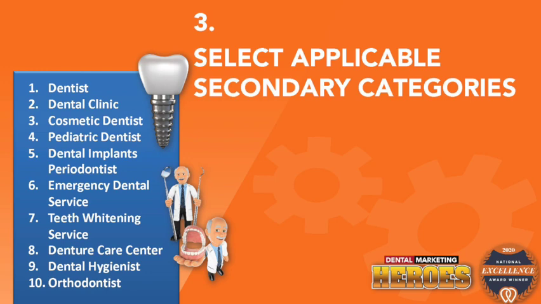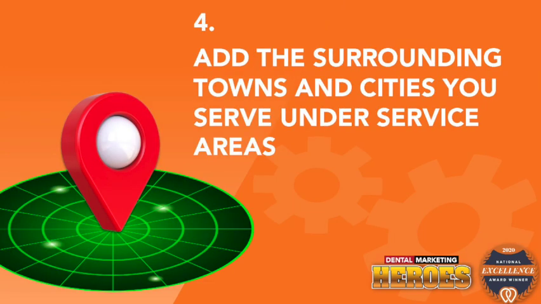Number four, add the surrounding towns and cities you serve under service areas. You will always have the strongest local SEO ranking power at your business's location. And as someone moves away from your office, it will diminish. But you can also set up areas you serve within Google Business Profiles. This helps you show up in those surrounding areas that your practice serves and draws patients from. Completing this and also creating location pages on your website, which we spoke about in the SEO webinar, will help you show up better in surrounding areas.